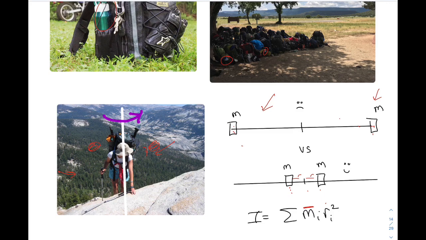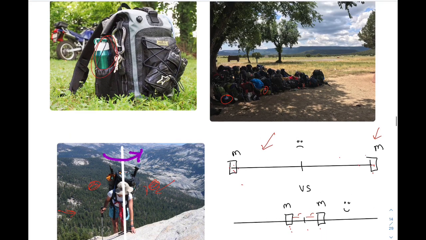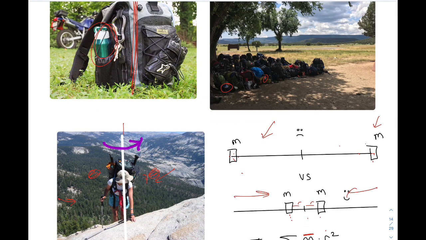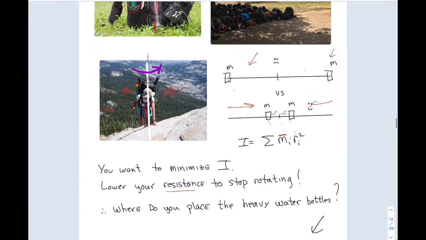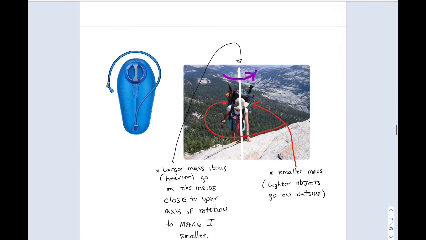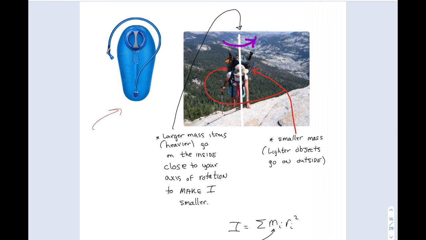So you want to take the heavy stuff, the heavy water bottles, and not put them on the outside. You want to put them closer to the axis of rotation. So you want to move them closer in, but you also need access to water. So how can you have both? You can still have all your heavy water, but you want to put it close to the axis of rotation to minimize the moment of inertia. The idea is you want to lower your resistance to stop rotating. And the solution to that is, a whole industry was built on the concept of these water bladders.